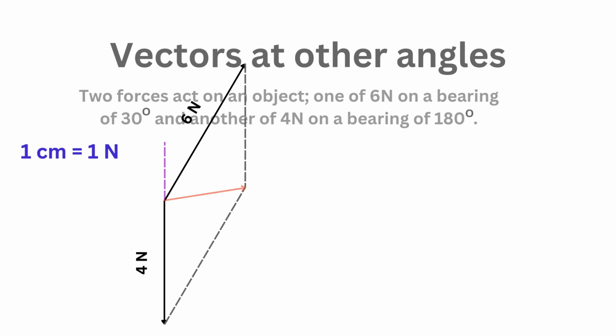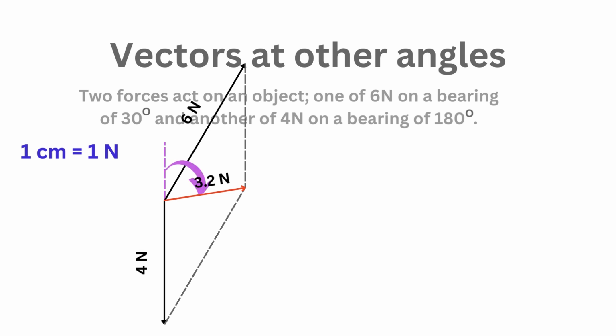We'll draw this diagonal, starting at the origin where both vectors began and ending at the opposite corner of the parallelogram. Let's measure the length of this diagonal. In this case, it measures 3.2 centimeters. Now, since we're using a scale of 1 centimeter equals 1 Newton, the magnitude of the resultant force is 3.2 Newton.